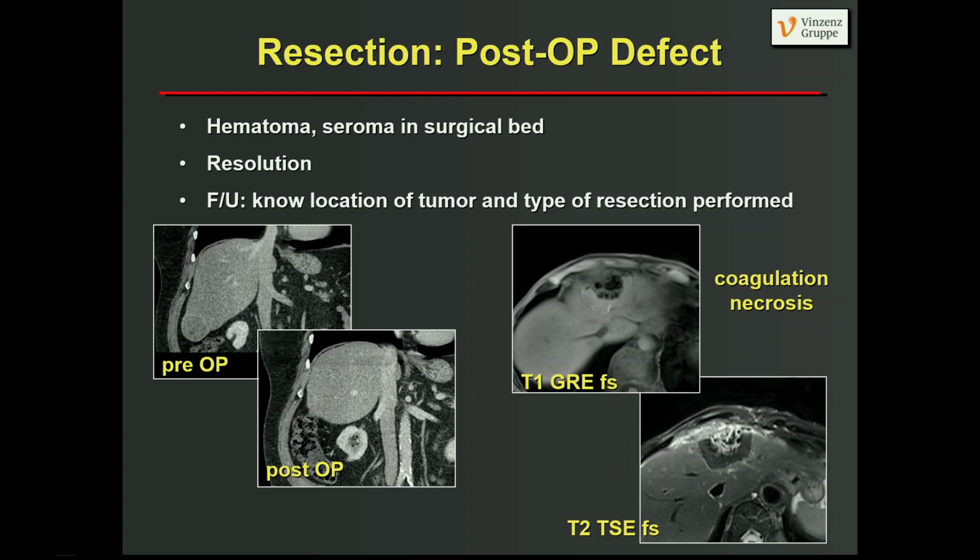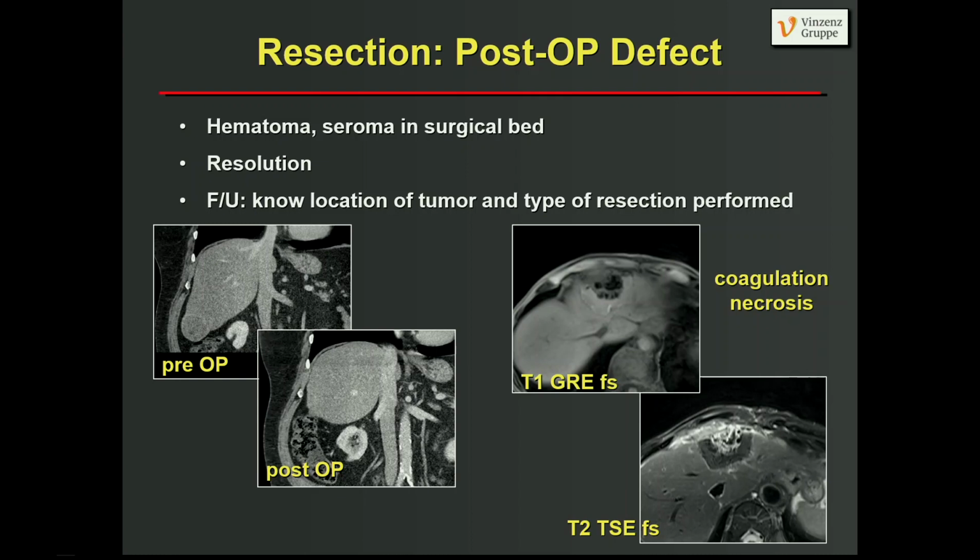So here is the typical example of a postoperative defect. You see this is the preoperative CT, a nicely encapsulated HCC down there in the right lobe in segment 6. And then you see it's been taken out by an atypical resection. You see the postoperative defect. Everything's perfect and looks absolutely normal.